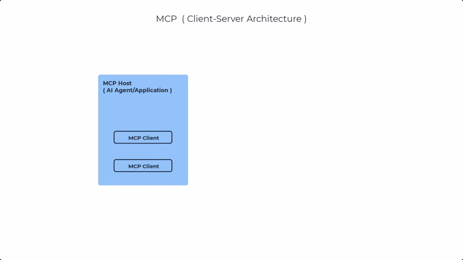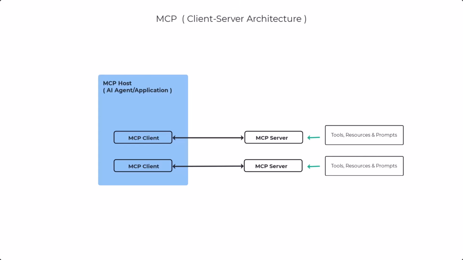And then there's an MCP client, which maintains a dedicated one-on-one connection with an MCP server and retrieves context on behalf of the host. And then we've got the MCP server, which provides tools, resources, and prompts to the MCP client. In short, the host can connect to multiple servers, and each client manages its own server connection. Now, the foundation of MCP is its primitives, which are essentially standardized building blocks for communication.